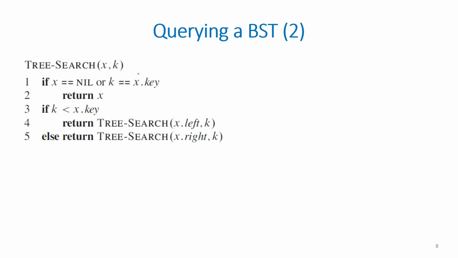Line 1 checks if the tree rooted at x is empty or not, or whether the key of x is equal to k. In either case, the procedure returns x. On line 3, if k has a value lesser than that of the node x, then it recursively calls the procedure on the left child of x. Otherwise, it does the same on the right child of x.